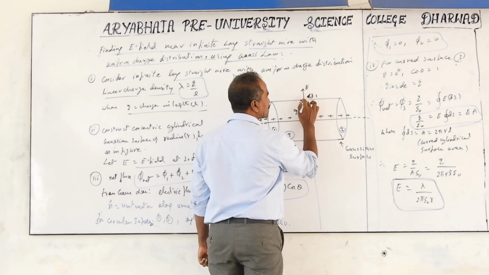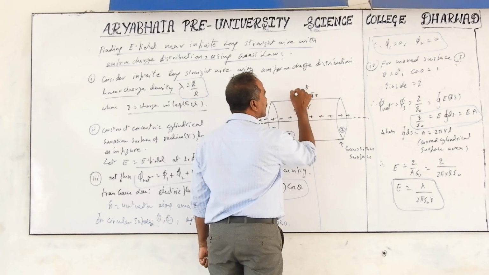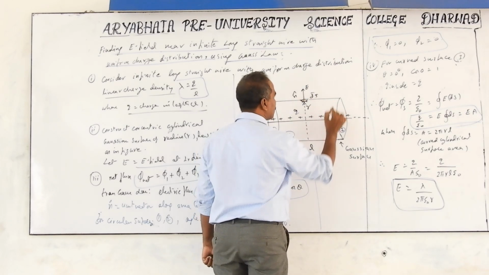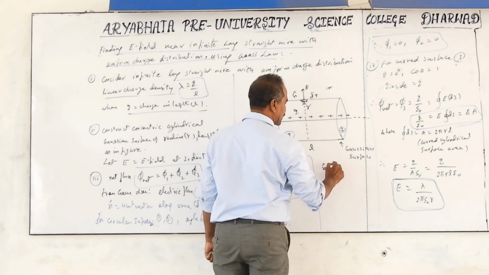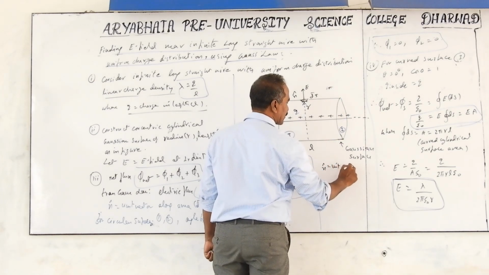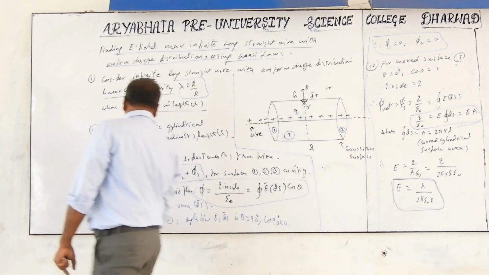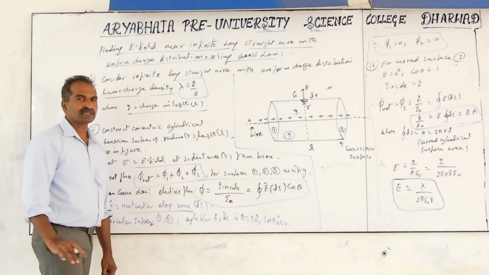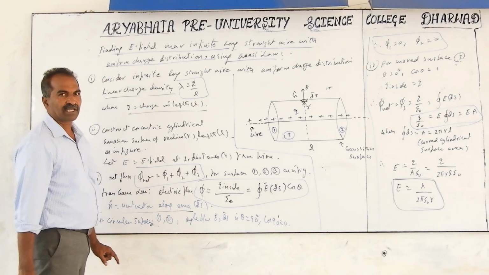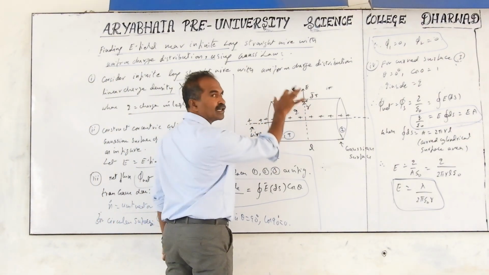The area vector for the small area ds, or ds bar, is in this direction, and n cap is also taken in the same direction. What is n cap? n cap is the unit vector along the area vector, along the perpendicular to the surface. ds bar is a small area, and integration of ds bar gives you the total area.